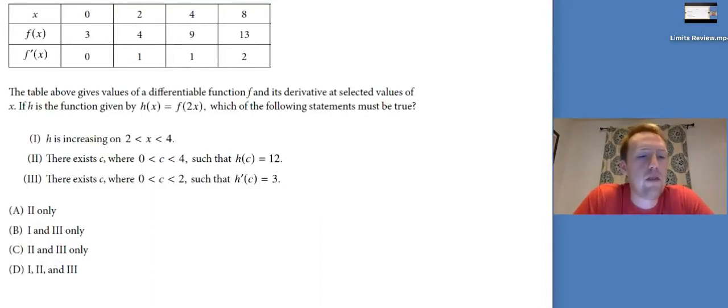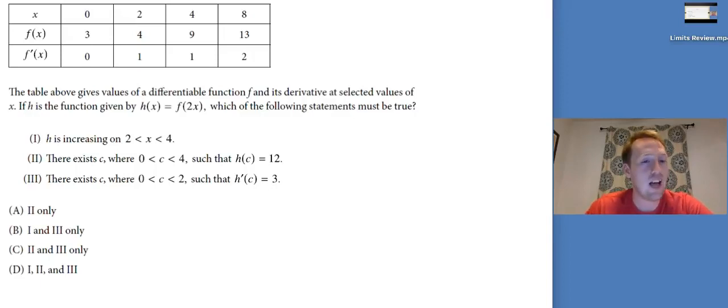First thing, the table above gives values of a differentiable function f and its derivatives at selected values of x. If h is the function h of x equals f of 2x, which of the following statements must be true? 1, h is increasing on 2 to 4. Well, if h is increasing, then that would mean that f is increasing. But I don't know what happens in between these x values.